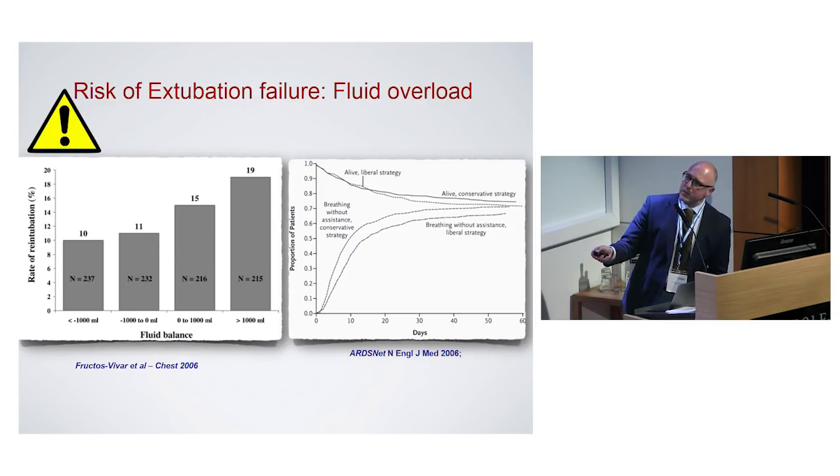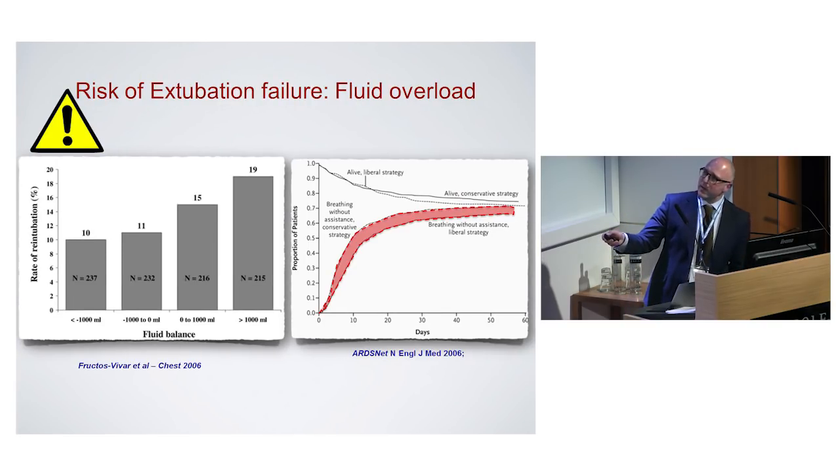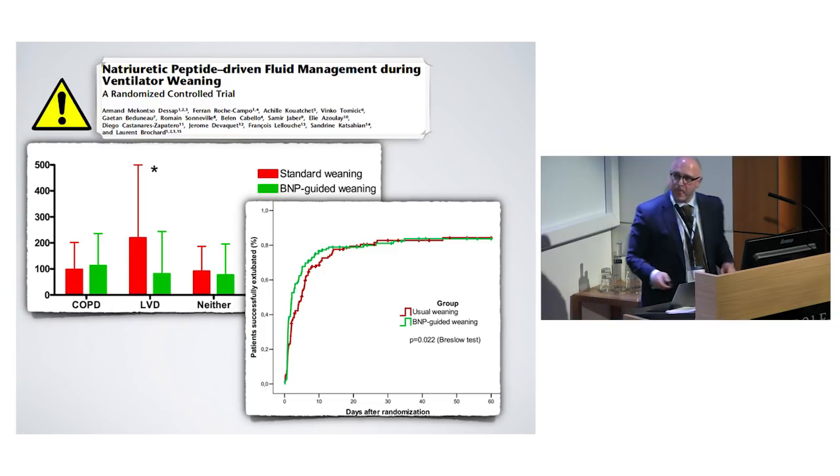And this is one of the trials that were in the ARDSNet. This is the FACTT trial, looking at fluid conservative versus liberal. Patients who had conservative fluid weaned earlier. And if you pay attention to fluid balance, particularly if you're using BNP, for example, and you drive the patient negative, this patient weans quicker, much quicker.